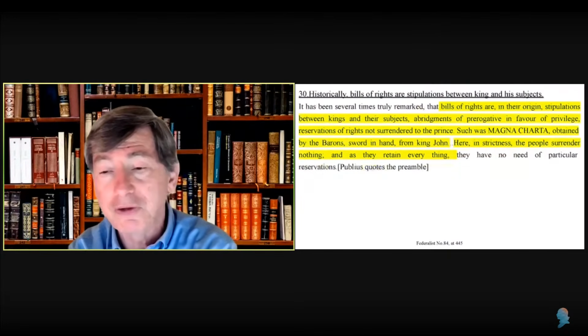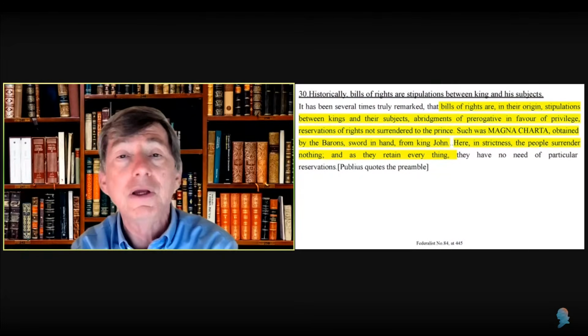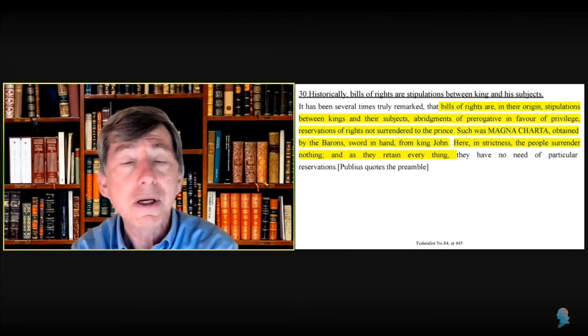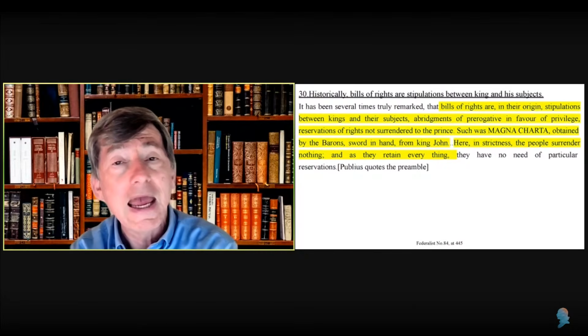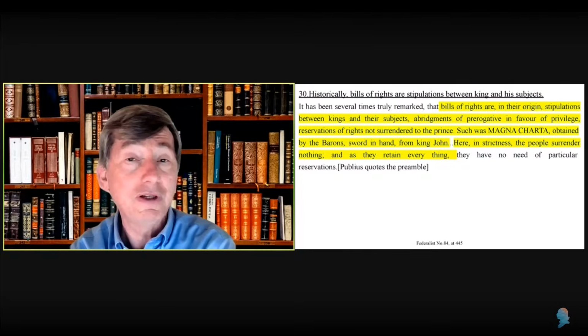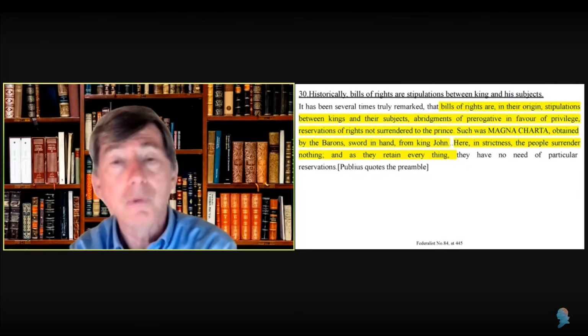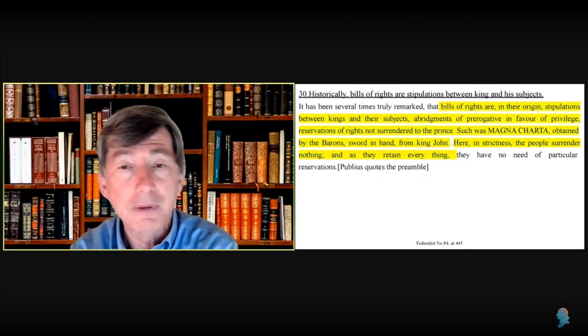Historically, bills of rights are stipulations between a king and a subject. That's the origin of Magna Carta, which we still cite as the basis for Anglo-American notions of rights. But these rights in the Anglo-American world have, until recently at least, been largely procedural rights. Indeed, the common law rights dominate the Bill of Rights, beginning with the Fourth Amendment, the Fifth Amendment, Sixth Amendment, Seventh Amendment.